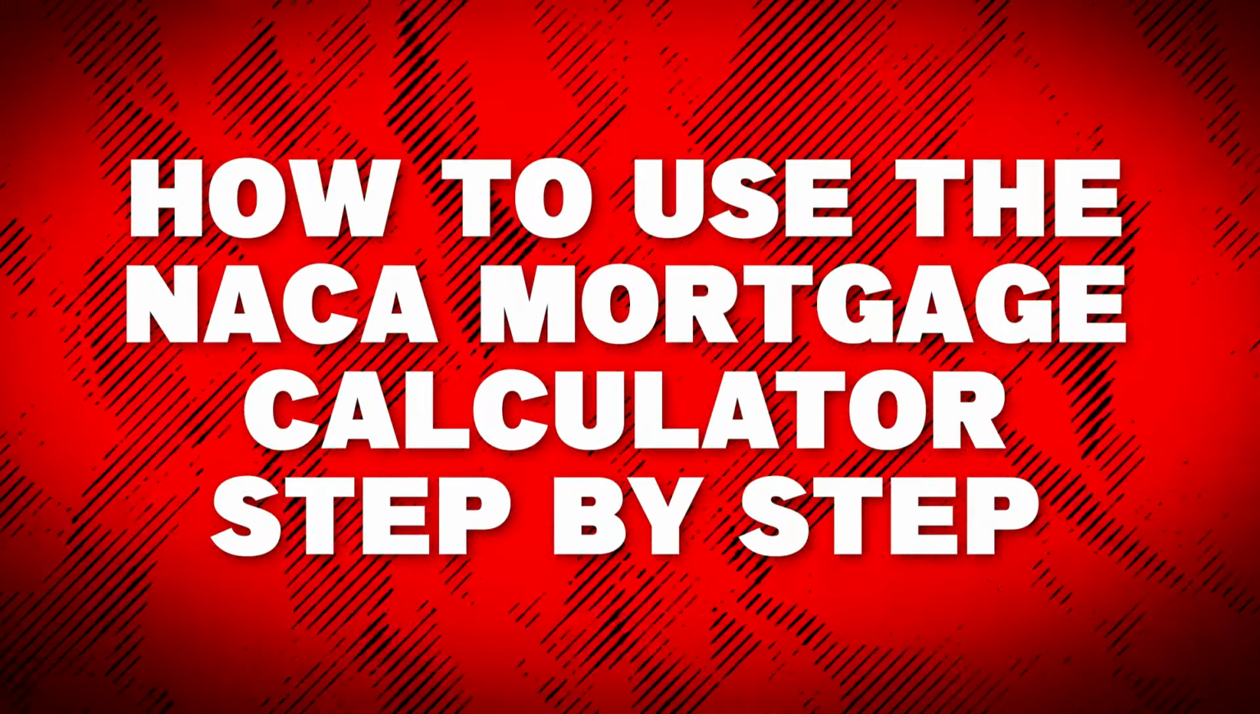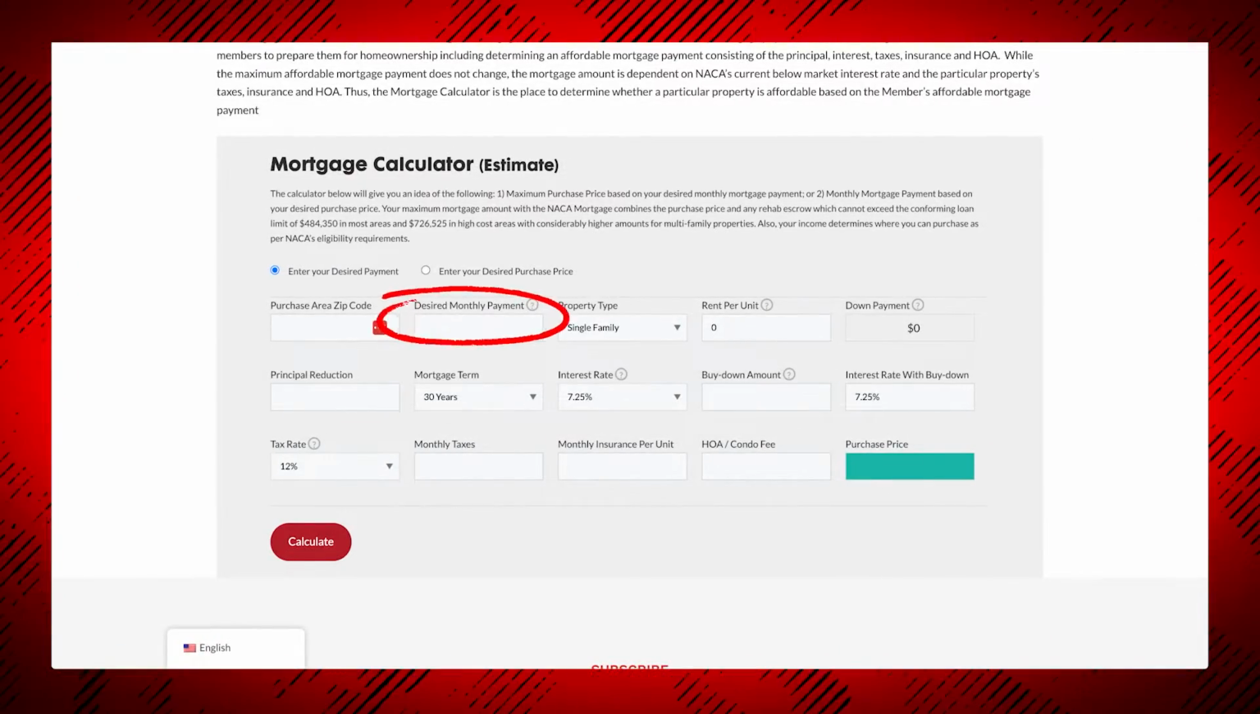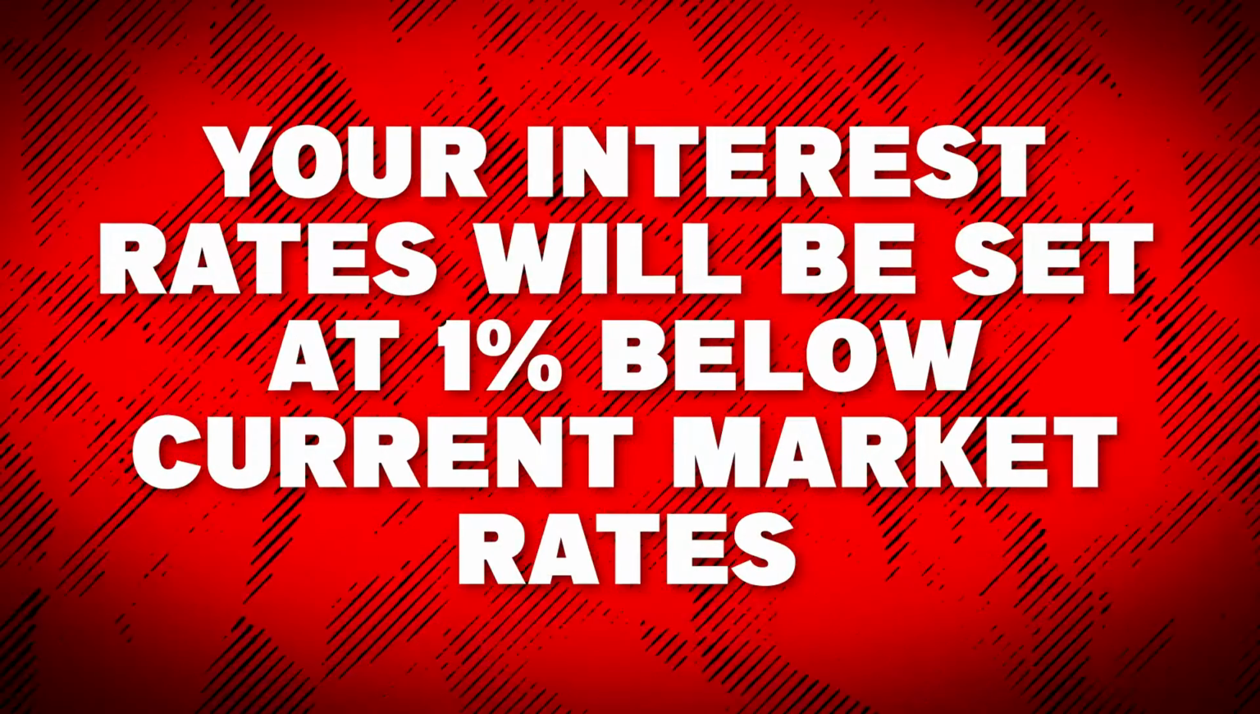Now let's walk through how to use the NACA mortgage calculator step by step. Enter your desired monthly payment. The first thing you need to do is enter the amount of your rent or desired monthly payment. This will calculate your home purchase price. Your interest rate will be set at 1% below the current market rates. NACA has worked out a deal for below market rates for our priority members and members purchasing in priority areas.